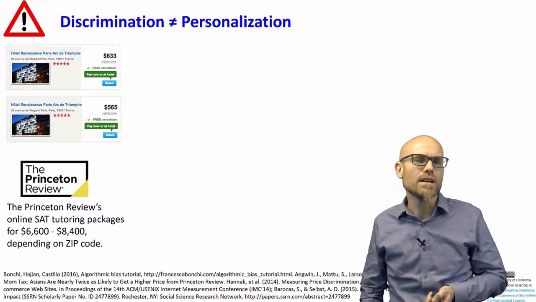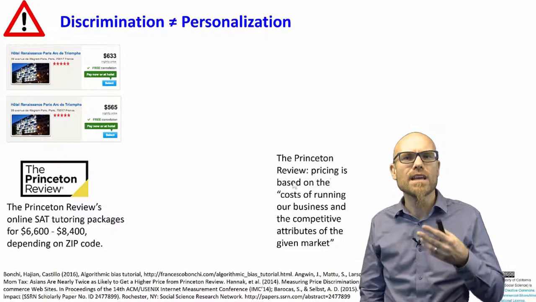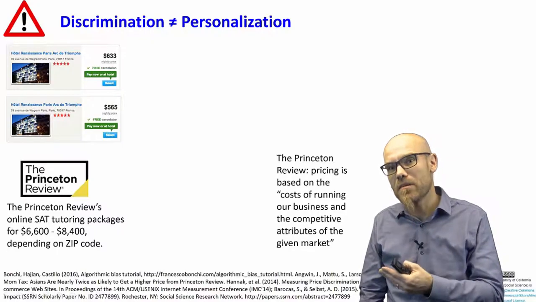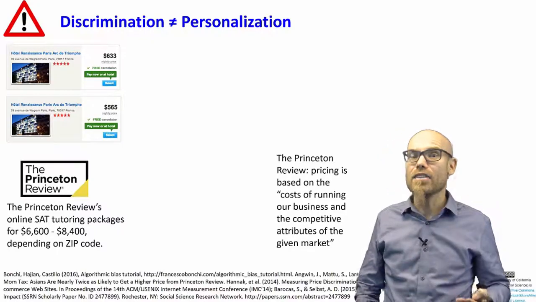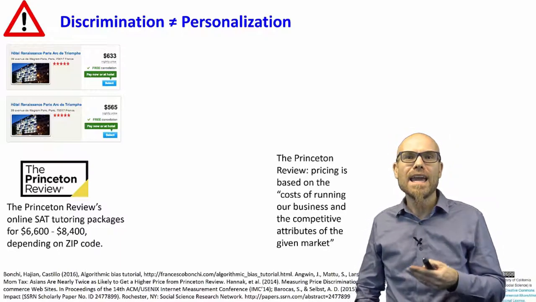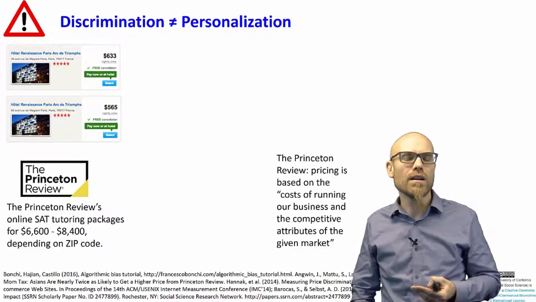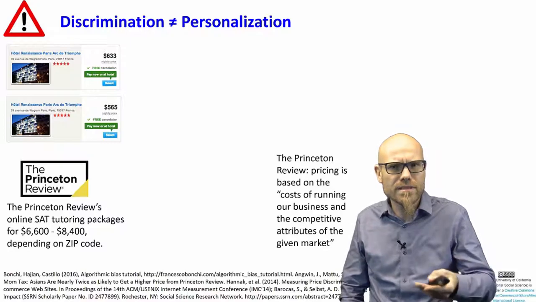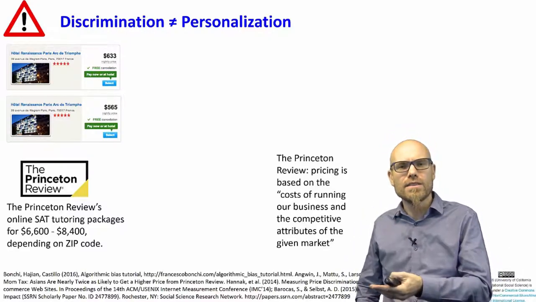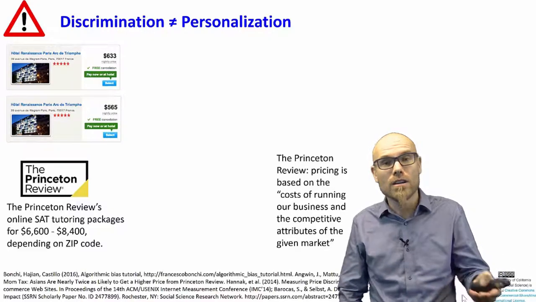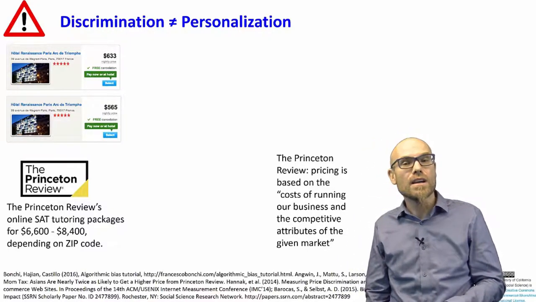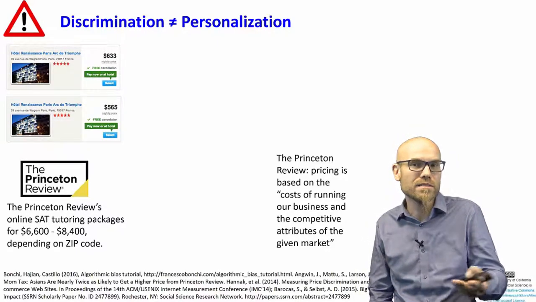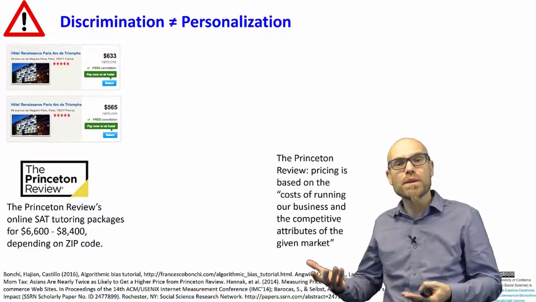If you ask the Princeton Review, they say pricing is based on the cost of running our business. So yes, in some neighborhoods it might be more expensive than in others to run their business, and there are the competitive attributes of the given market. If it's very competitive or not competitive, that also makes sense. Yes, San Francisco is more expensive than other places, and within Los Angeles, some neighborhoods are more expensive than others. So it makes sense you adjust your price. It's not like everything costs the same everywhere. It's the price of supply and demand. People have money, people don't.